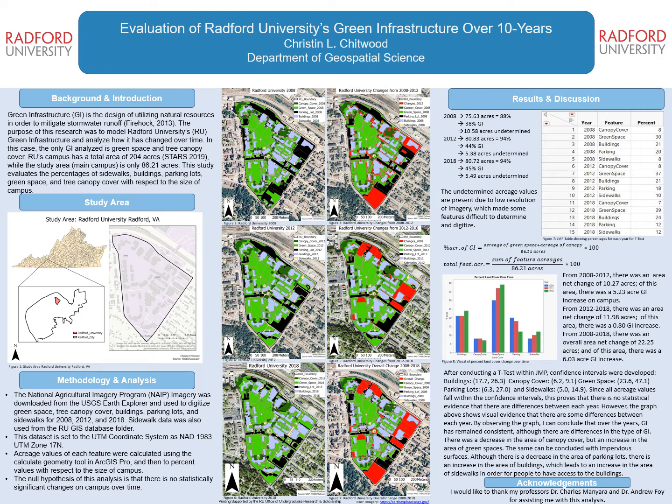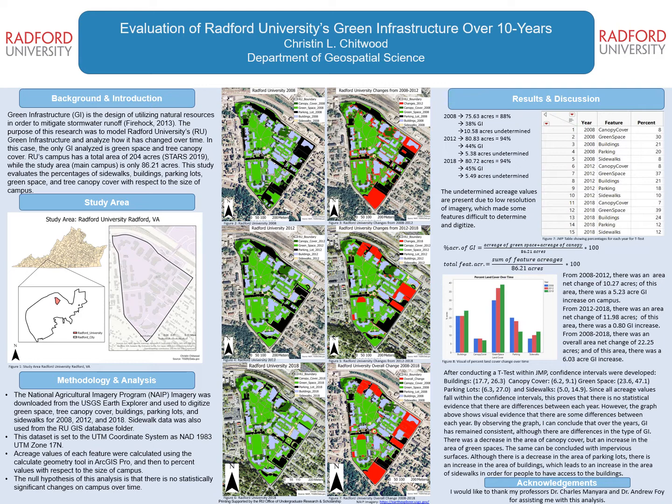The purpose of this analysis is to model the green infrastructure on campus and analyze how it has changed over time. The green infrastructure used in this study is only green spaces and tree canopy cover. The other types of infrastructure include buildings, parking lots, and sidewalks throughout campus. RU's entire campus covers 204 acres within the city of Radford, while the main campus is only 86.2 acres. Radford University is located in Southwest Virginia, a few miles off of Interstate 81.